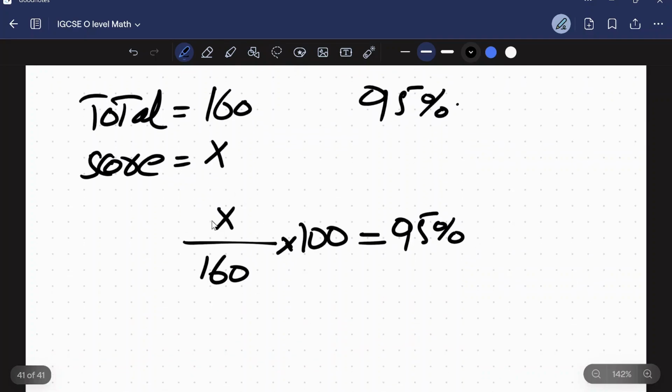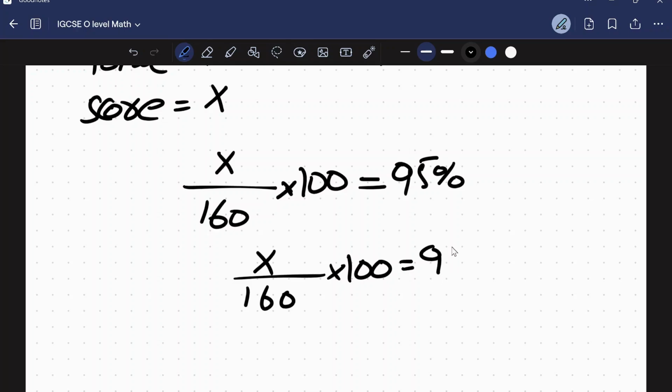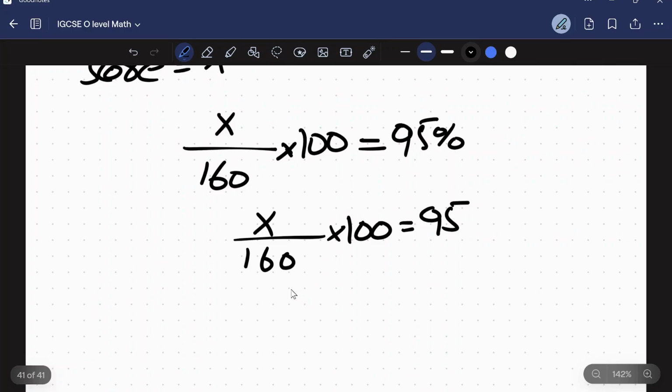Now we are interested in finding x. So let's make this whole equation without the percent sign, so that we are consistent with the numbers. x over 160 times 100 equals 95. So the score she got divided by the total number of marks is the fraction, times 100. We are converting this fraction to a percentage, and we know the percentage is 95. Now let's compute the value of x. We can cancel these zeros, and it would be 10x over 16 equals 95.